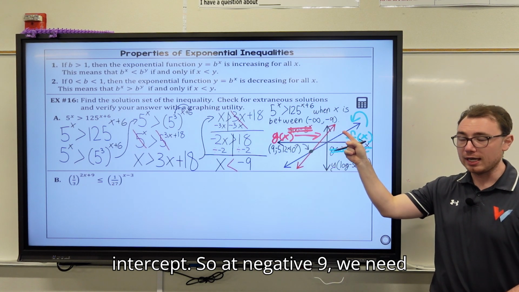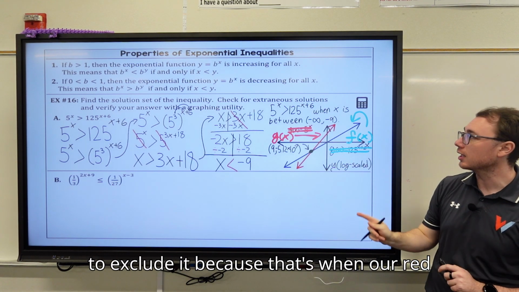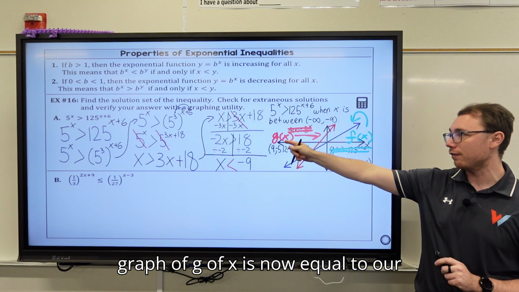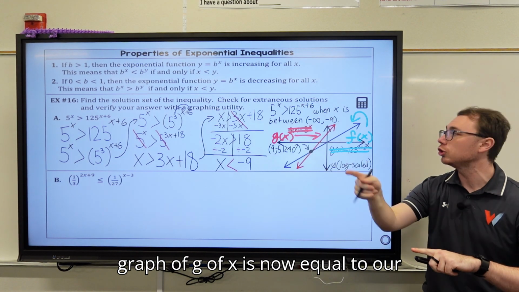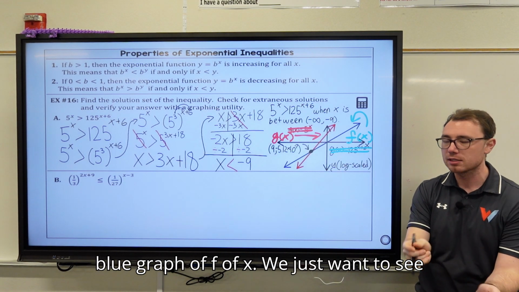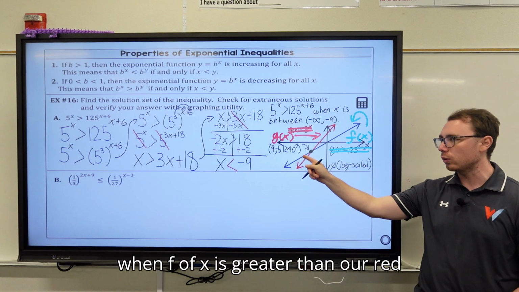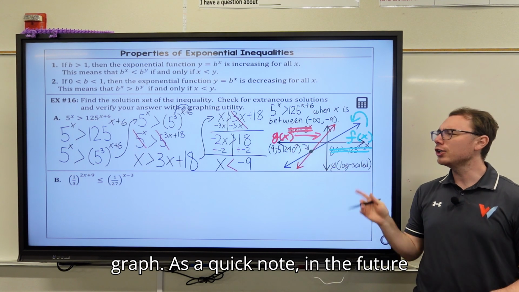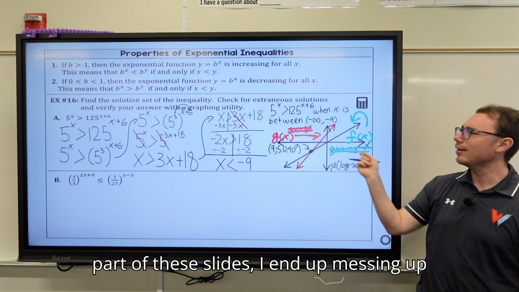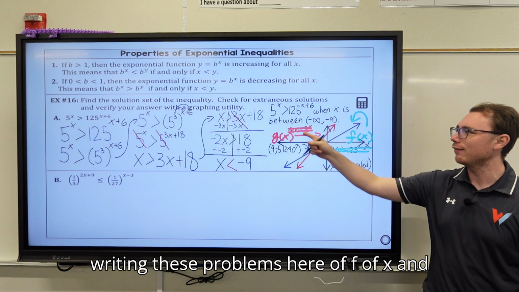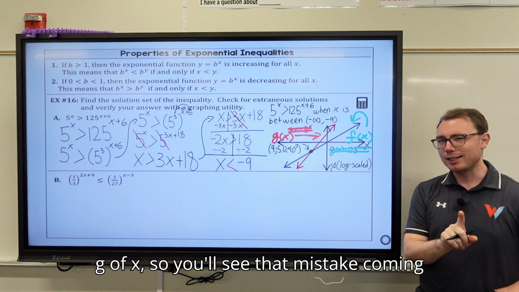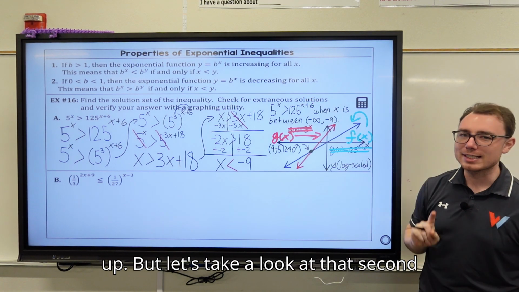So at -9, we need to exclude it because that's when our red graph of g of x is now equal to our blue graph of f of x. We just want to see when f of x is greater than our red graph. As a quick note, in the future part of these slides, I end up messing up writing these problems of f of x and g of x, so you'll see that mistake coming up. But let's take a look at that second property.